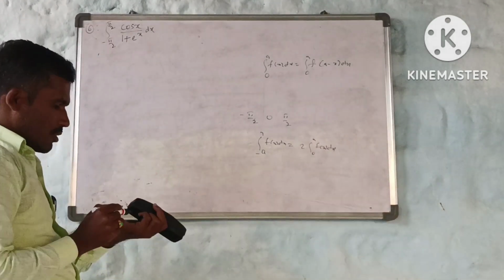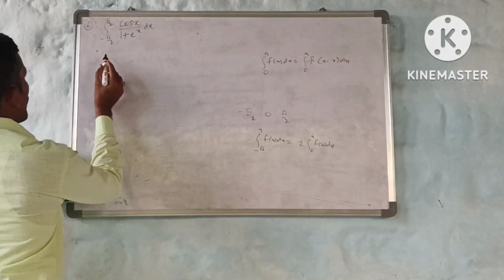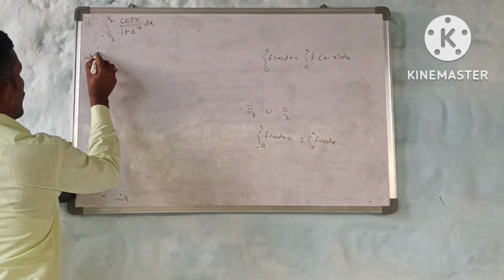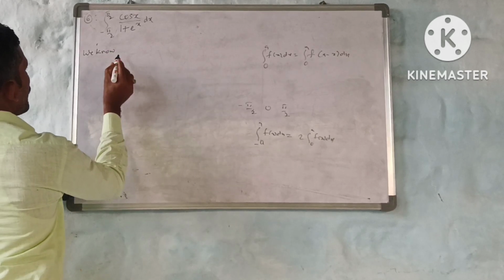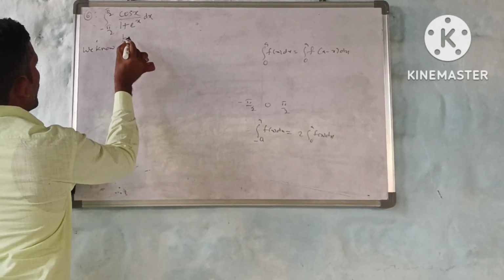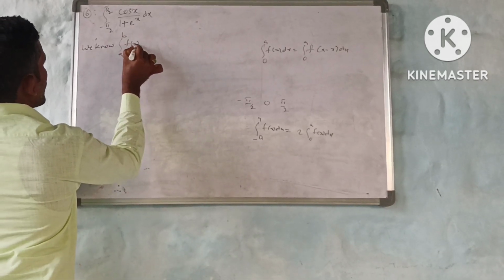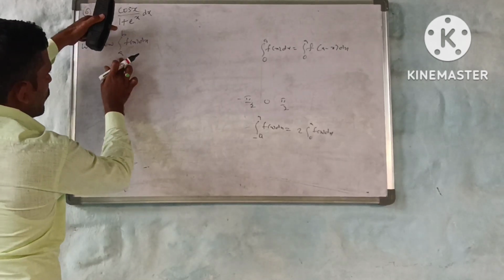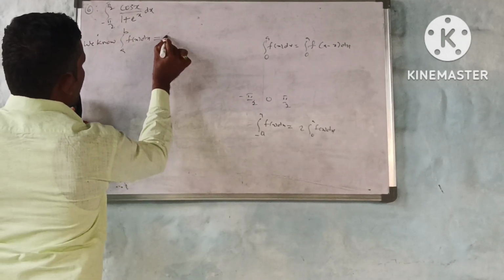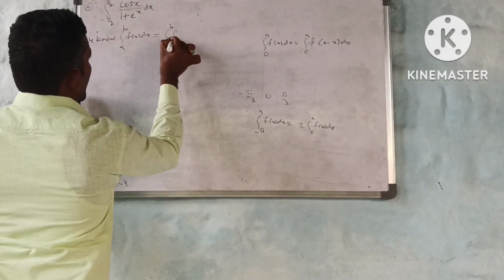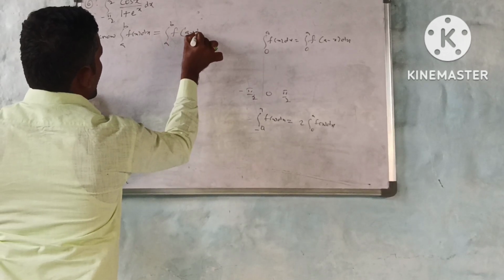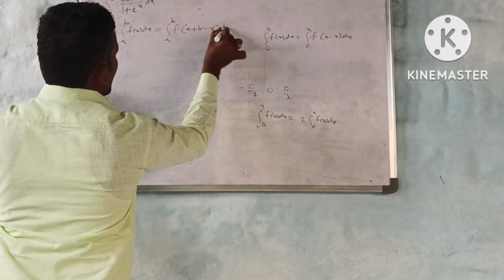You can solve it this way, or without going this way, we have another formula. We know the formula: the integral from a to b of f(x) dx can be written as the integral from a to b of f(a plus b minus x) dx.